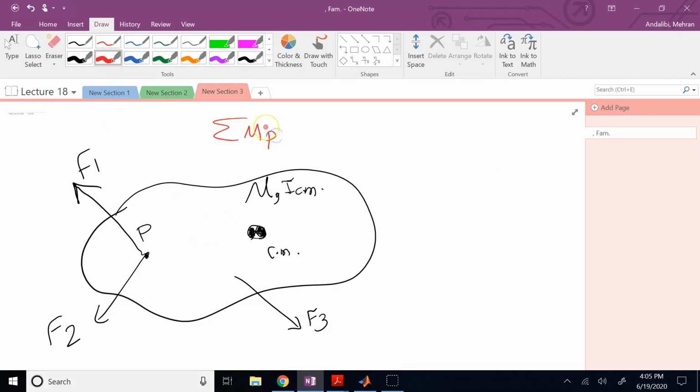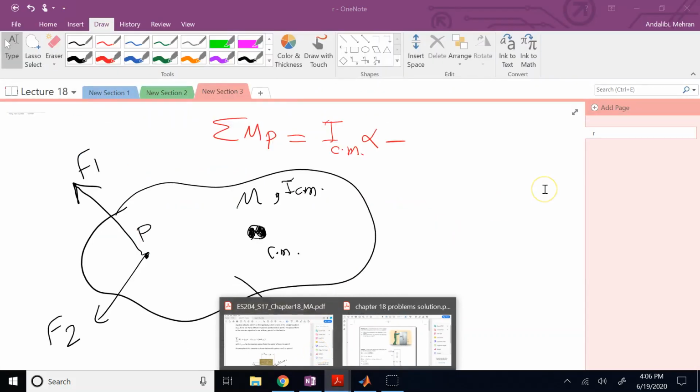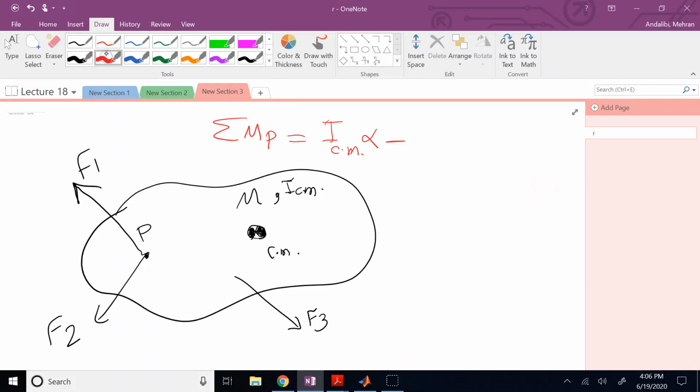about point P actually is equal to, you don't say I about P, you say I about the centroid times alpha minus, and the proof for this I have also provided, I'll show you, I have provided the proof for this in those PDF documents. You say minus R of P with respect to CM cross M A CM. Okay, so R of P with respect to CM cross the inertial force M A CM. So what does that mean?